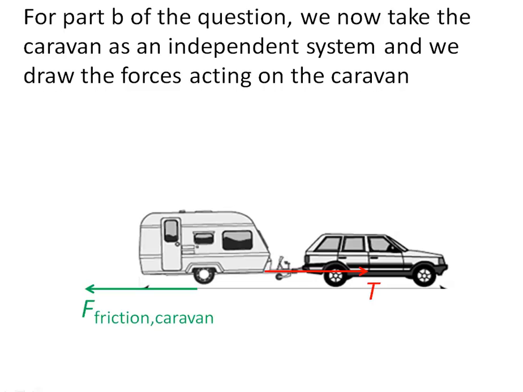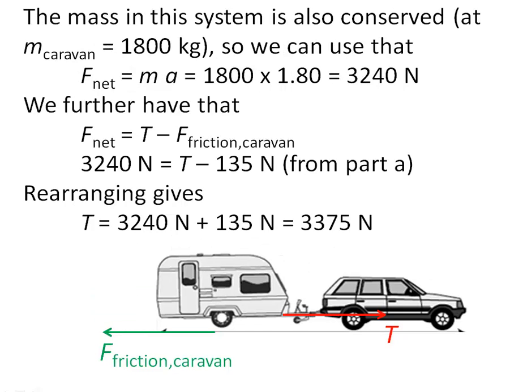Now for part B of the question, we take the caravan as an independent system and we draw the forces acting on the caravan, which, if we only look at the horizontal forces, are the tension in the tow bar and the frictional force exerted on the caravan. Again, the mass in the system is conserved at 1800 kilograms, so we can use Newton's second law to be that the net force is equal to the mass times the acceleration, which in this case is 1800 times 1.80 is 3240 newtons. We further have that the net force is given by the tension in the tow bar minus the frictional force exerted on the caravan.